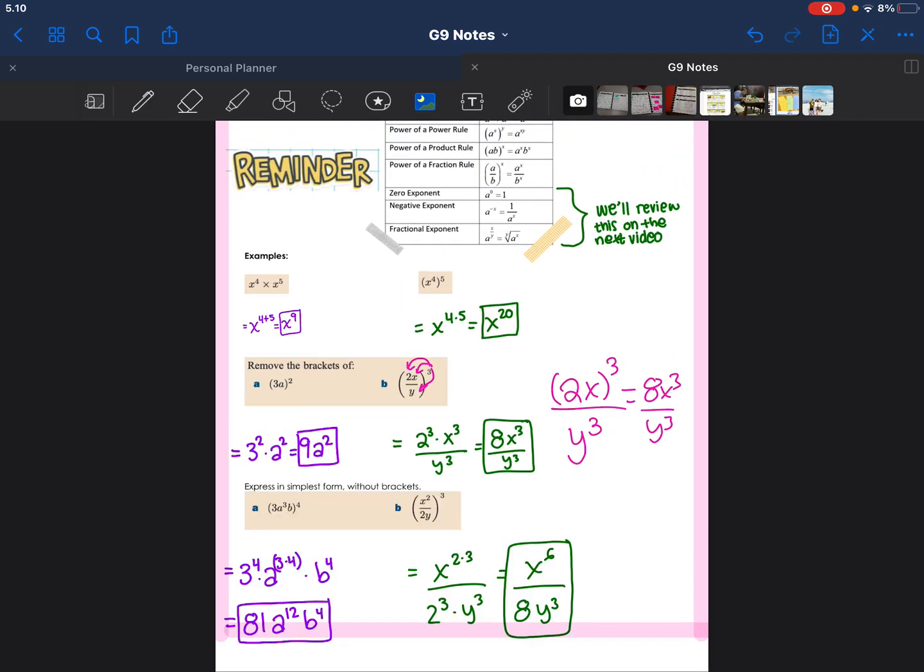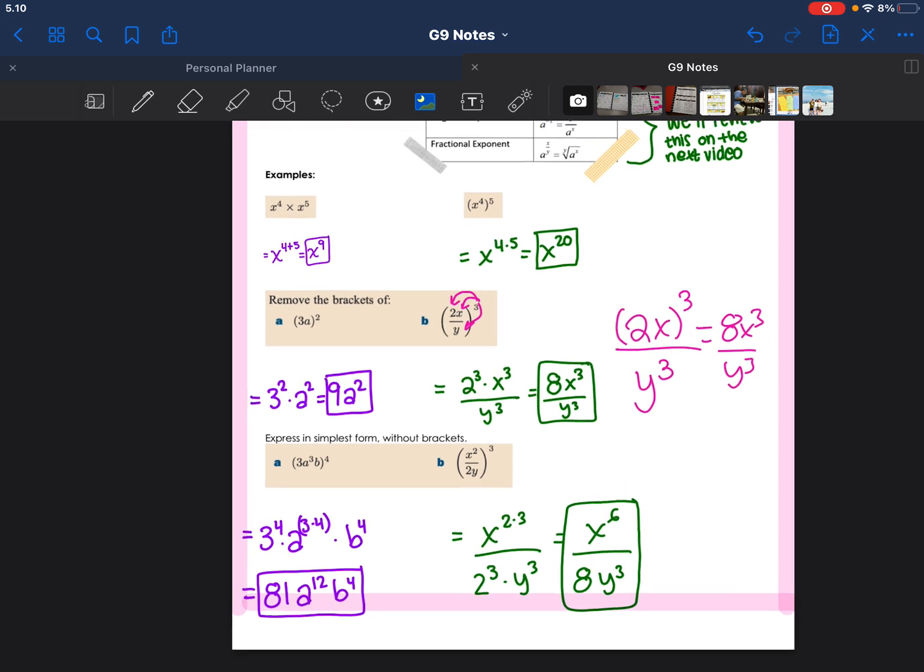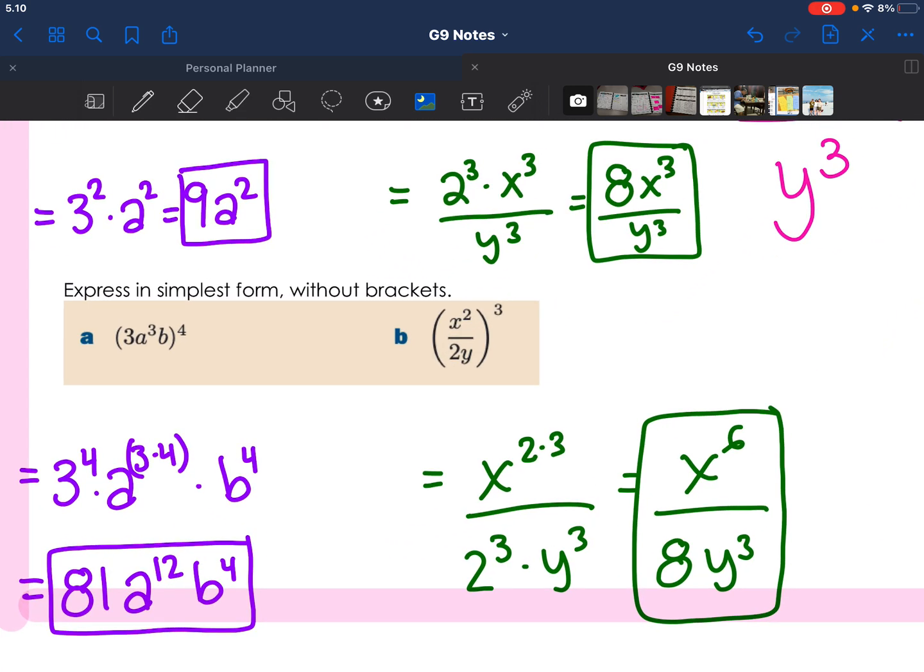Okay, last but not least, express in the simplest form without brackets. Like what I said before, no variable left behind, no constant left behind. You have to do it to all. Raise them all up. There you go.